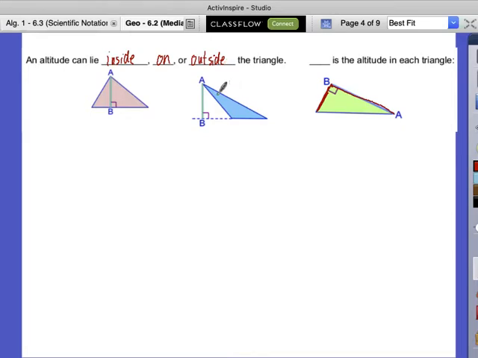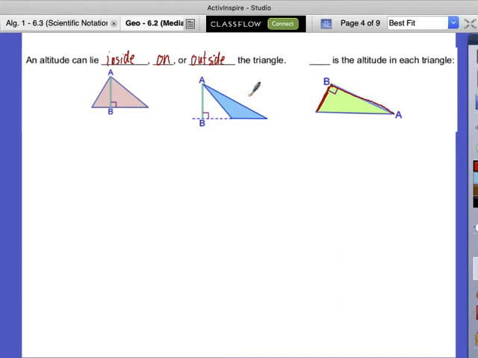Because in this middle picture here, there's no way we could have drawn from vertex A anywhere inside or on the triangle and made a right angle. The only way we can make a right angle and make it perpendicular is to go straight down here, and then we have to make this new line containing it. And that would still be considered the height of the triangle. What we did was we just took a straight edge and continued this along. Does that make sense?